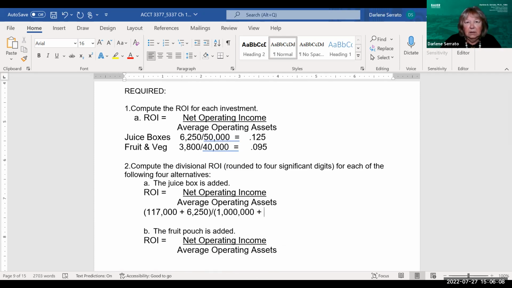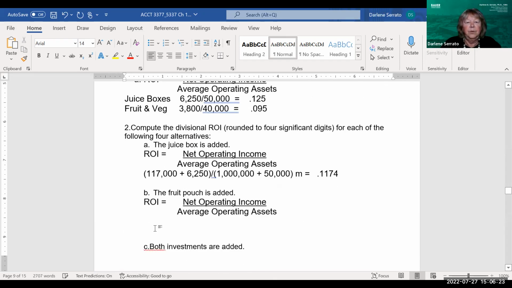Plus the 50,000. And that's going to give me 0.1174. Okay, for the fruit pouch.